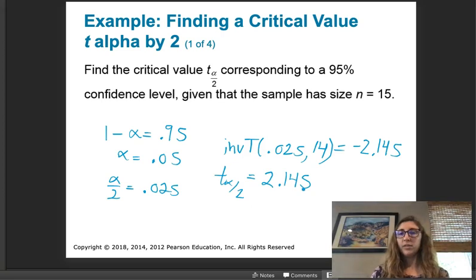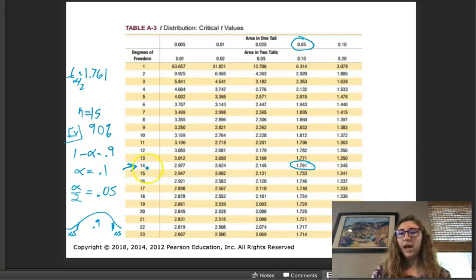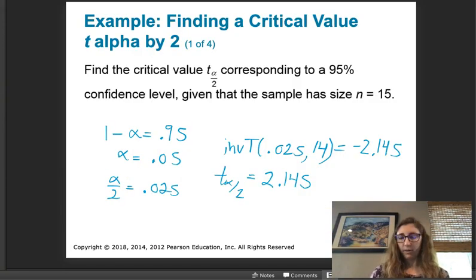And if you wanted to, you can also do this in the table. So again, we would have 14 degrees of freedom, but now our area in one tail is 0.025. So we'd come down here and we would get 2.145. All right, so you can do it with your inv-t or you can do it with your table, whatever way floats your boat.